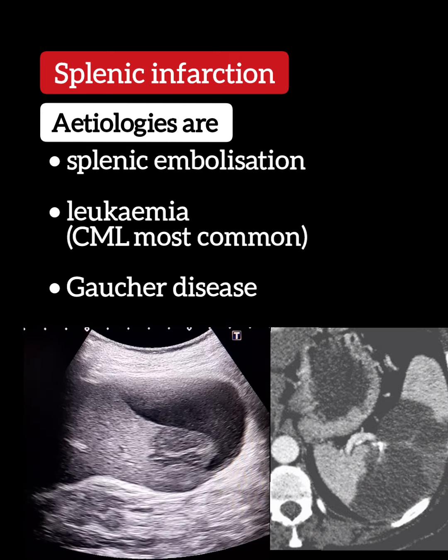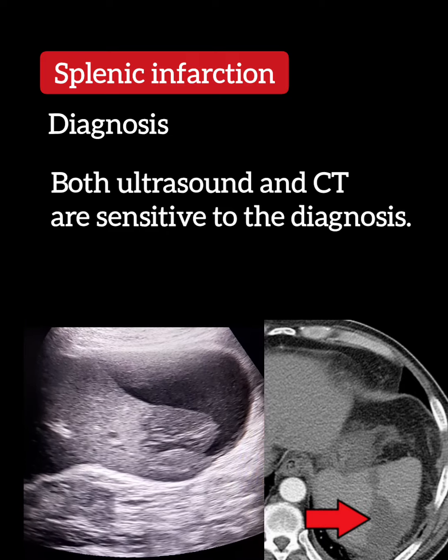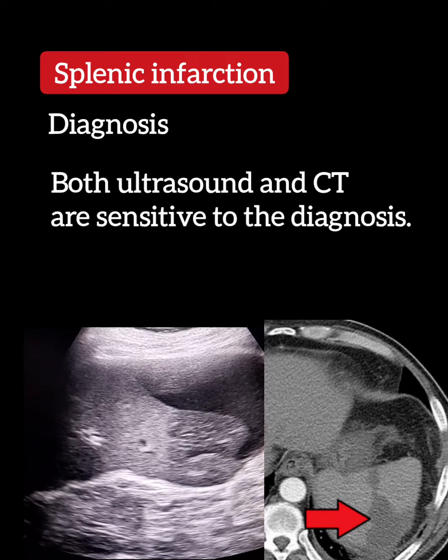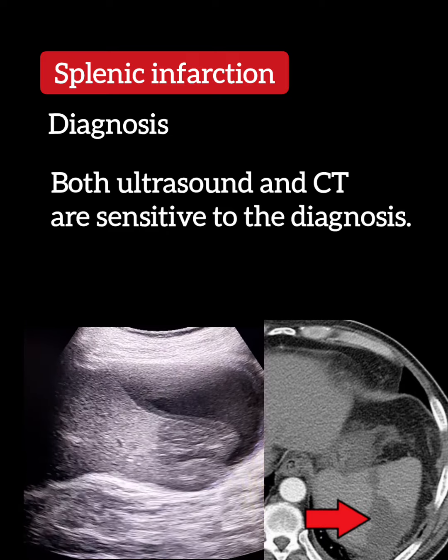Diagnosis. Both ultrasound and CT are sensitive to the diagnosis. In the hyperacute setting, CT with contrast is the modality of choice if the diagnosis is suspected. Morphologically, the typical infarct is of a pyramidal wedge of affected splenic tissue with the apex pointing towards the hilum, and the base on the splenic capsule.